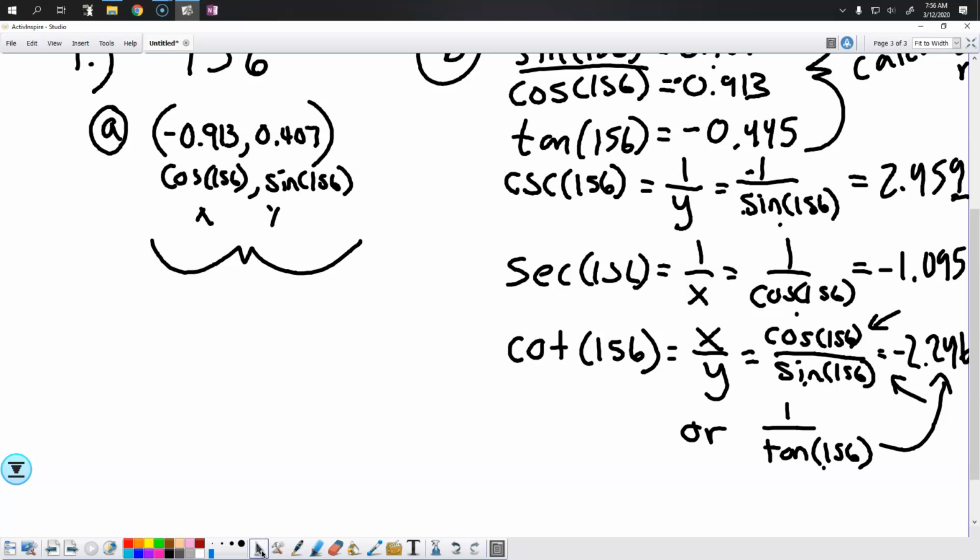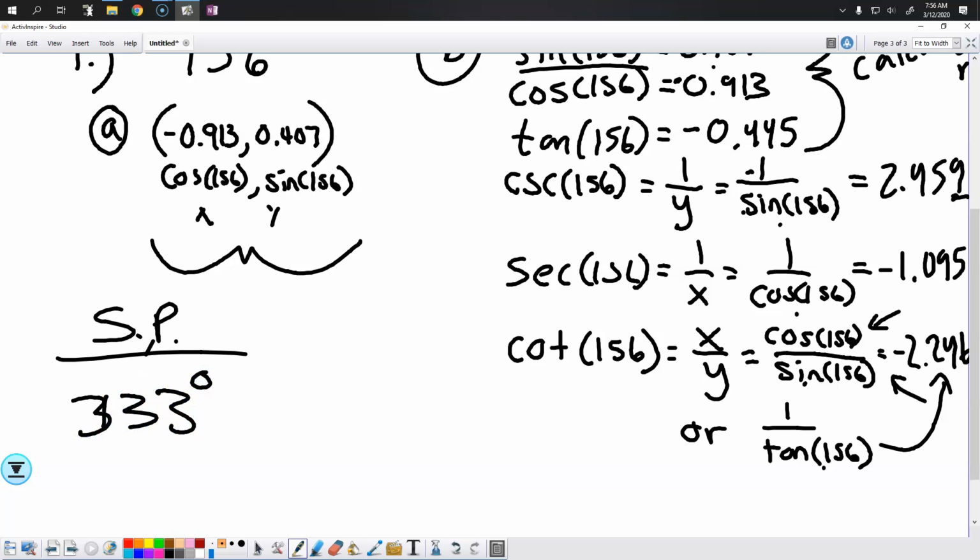All right, so let me give you guys one to mess around with. We'll see how you guys do. We'll call this a student practice. Let's do a weird angle here. How about 333 degrees? So see if you guys can find the coordinates and the 6 trig ratios for that angle.